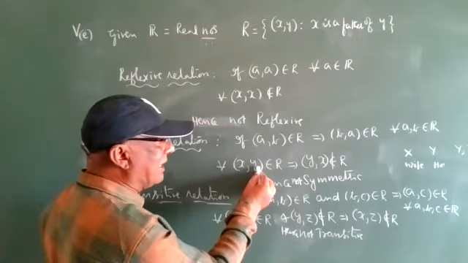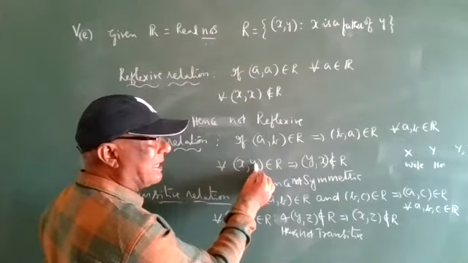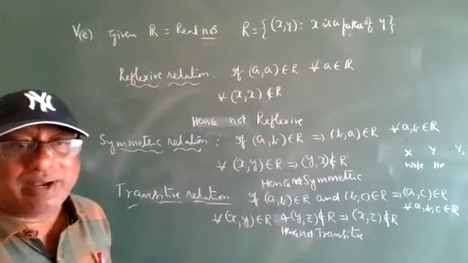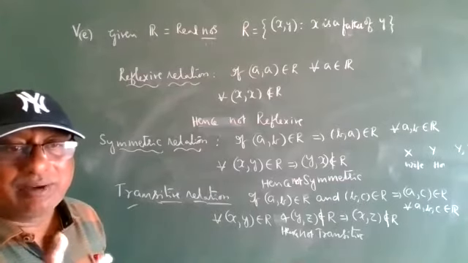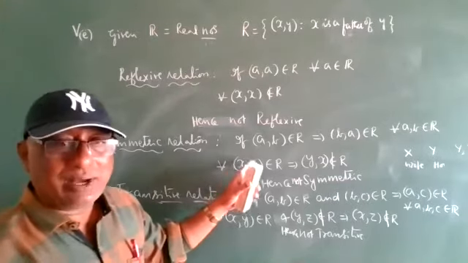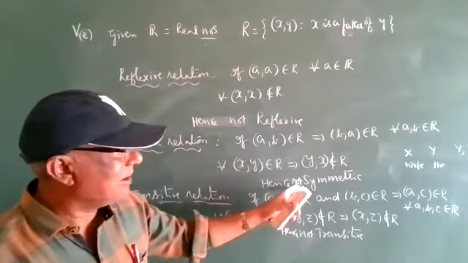X is a father of Y means Y is a son. The reverse is not satisfied. Y is a son. X is a father of Y, but Y is not a father of X. That is wrong. Not symmetric.